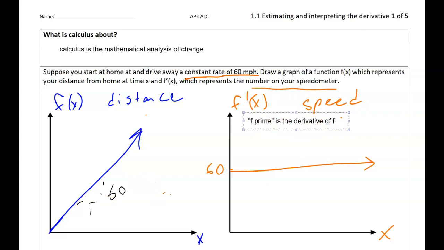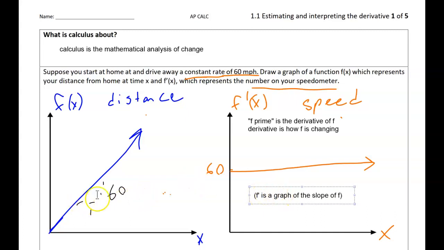And this is brand new. And what derivative means? The derivative is how f is changing. So all we did here, really, to make our derivative graph f prime, is we drew a graph of the slope of f. So the slope of f is 60 all day. My f prime is 60 all day. So that's the simplest example. It's an example you already are familiar with. And again, we're just using this to introduce the new vocabulary. Make sure you got all that, because we're about to make it a little more complicated.